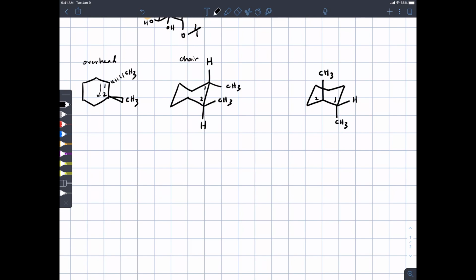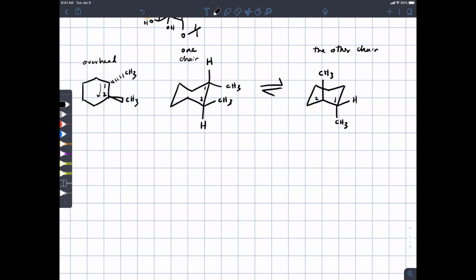So the question is, which of these drawings is right? And the answer is yes, because one of them is one chair and the other is the other chair. Okay? And they're in equilibrium with each other. And we need to talk about how you determine which one is the most stable chair.